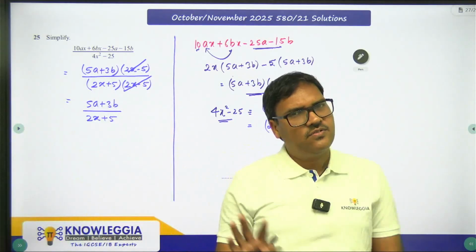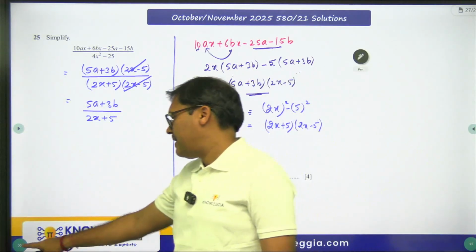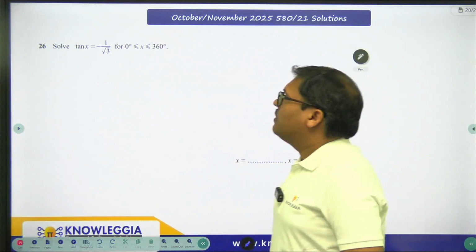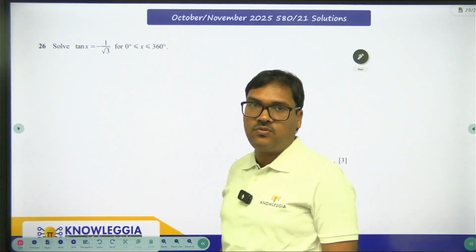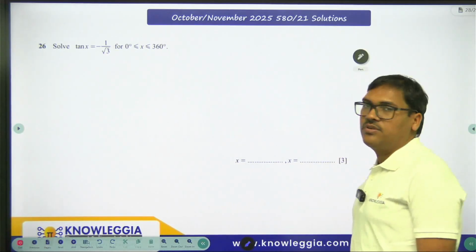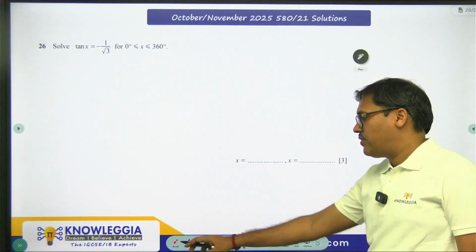So this is a very common question. You will find many questions of this type, on how to factorize these. Next question. Here you have to solve this equation: tan x is equal to minus 1 by root 3, between 0 and 360 degree. And this is a non-calculator paper, so you have to answer this without a calculator.